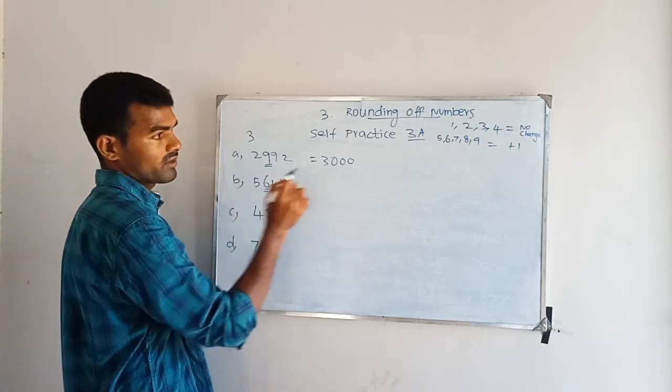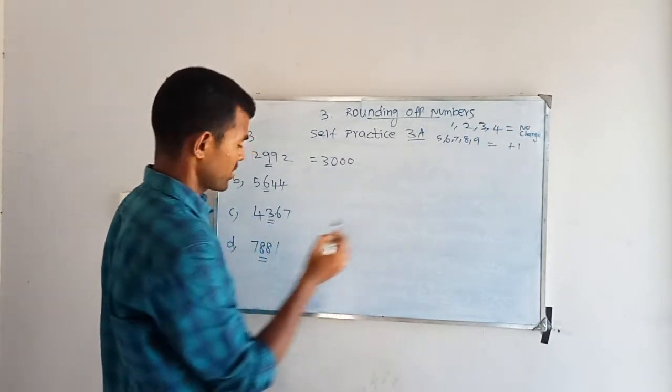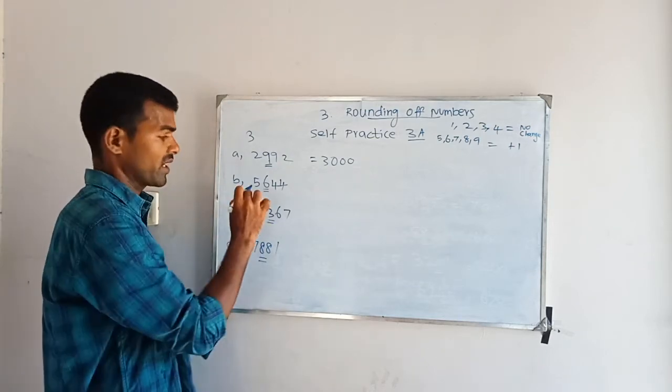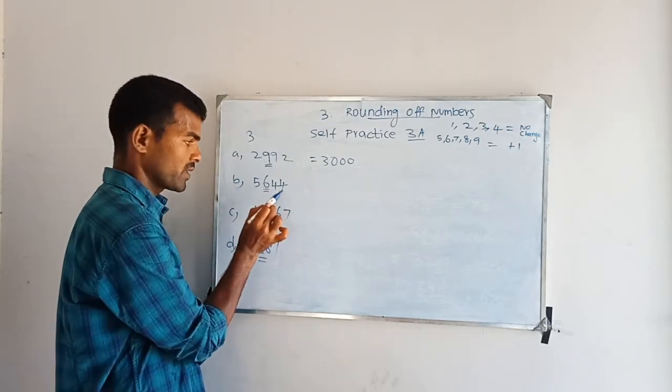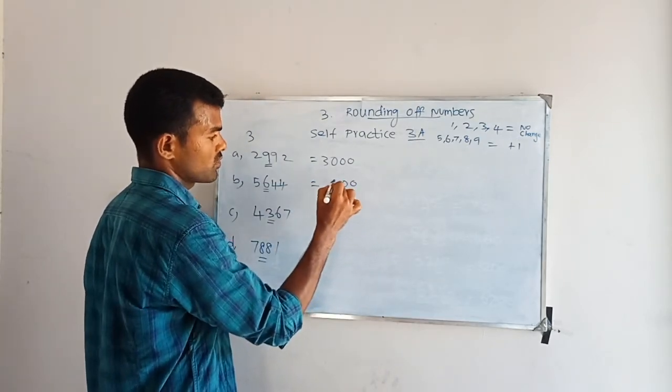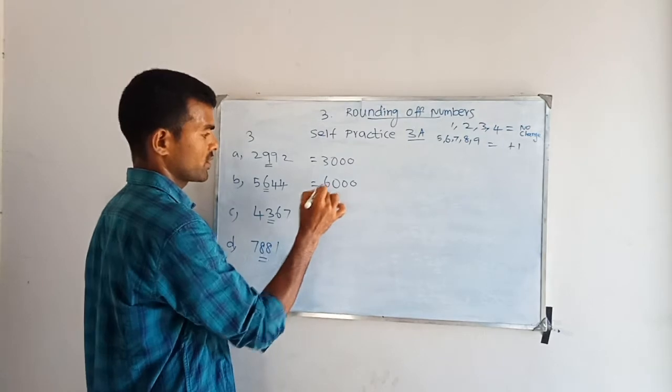And see this one, the given digit is 6. If the given digit is 5 or above, we add plus 1 to the thousands place: 5 plus 1 is 6. And in the ones, tens and hundreds places, write 0, 0, 0. So 6000.